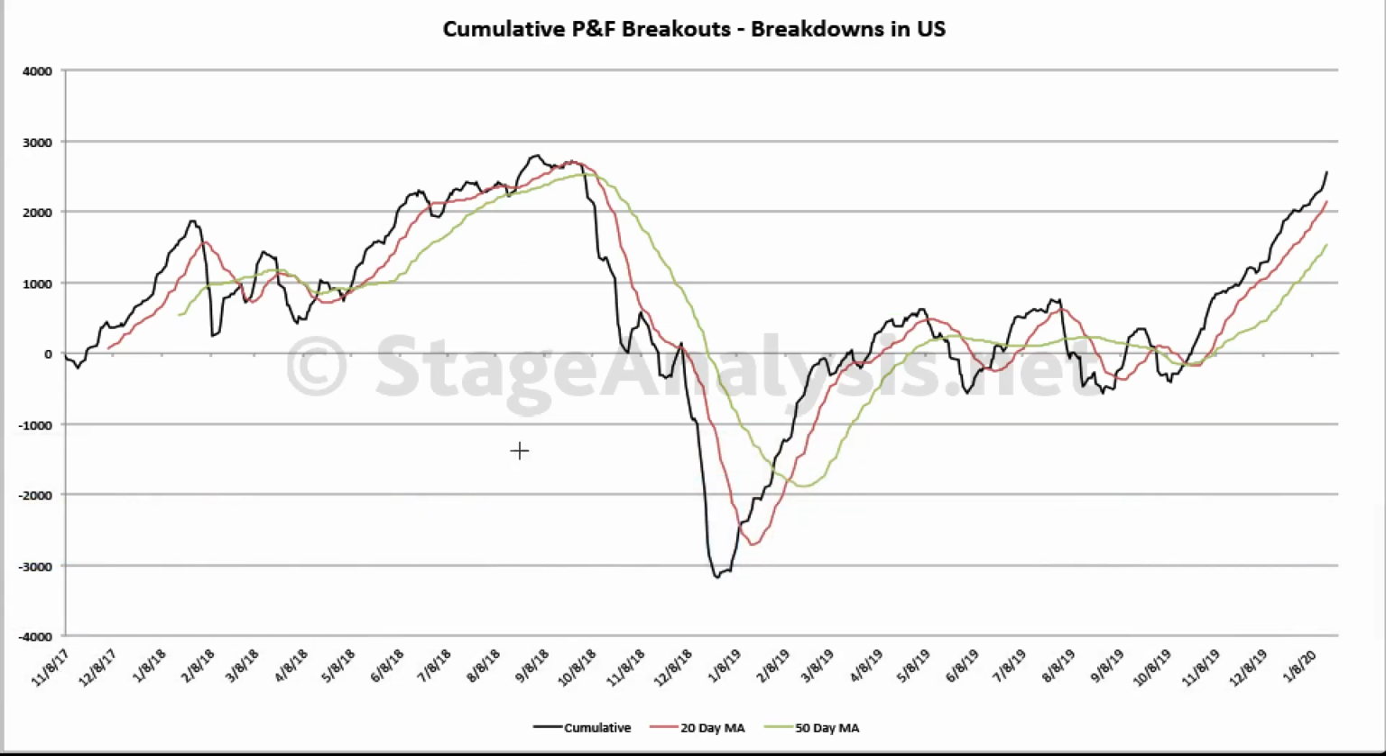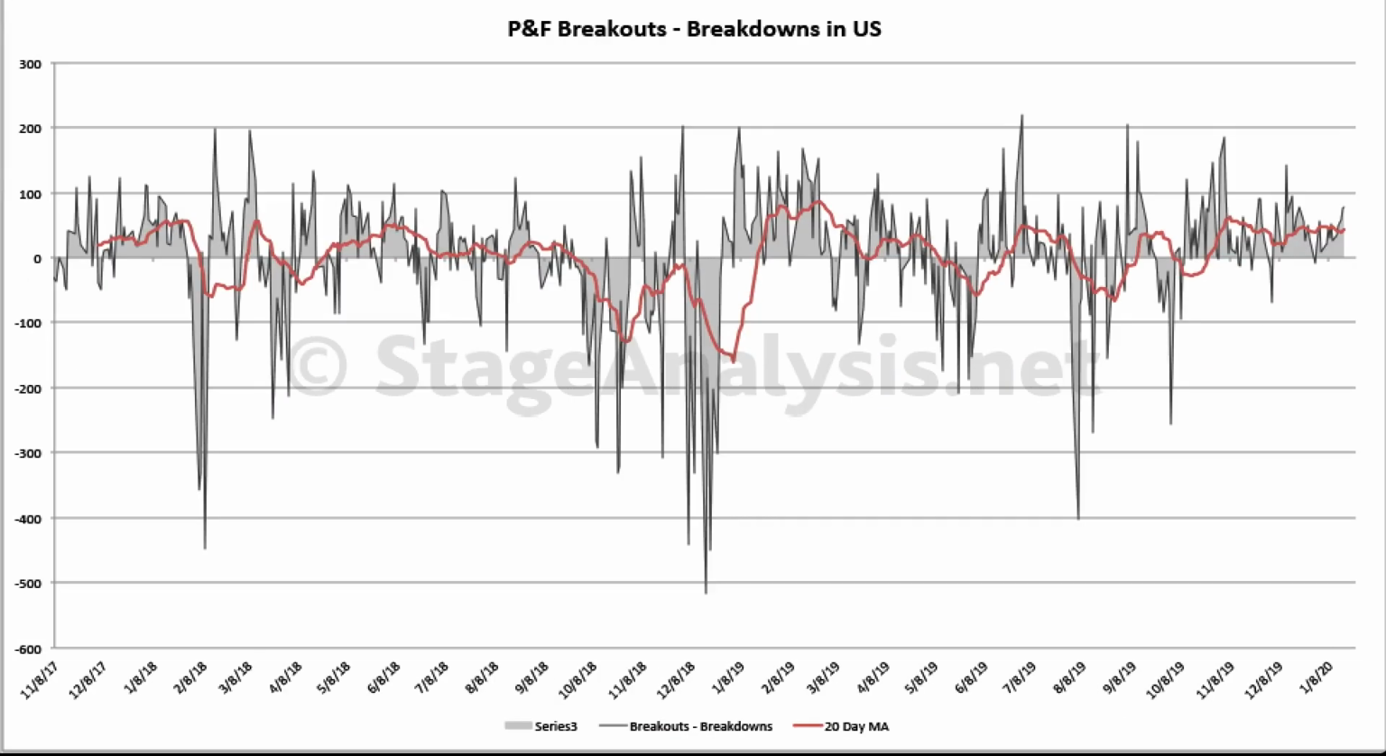Next, we have the cumulative point and figure breakdowns minus breakouts, breakouts minus breakdowns. So this is the same.